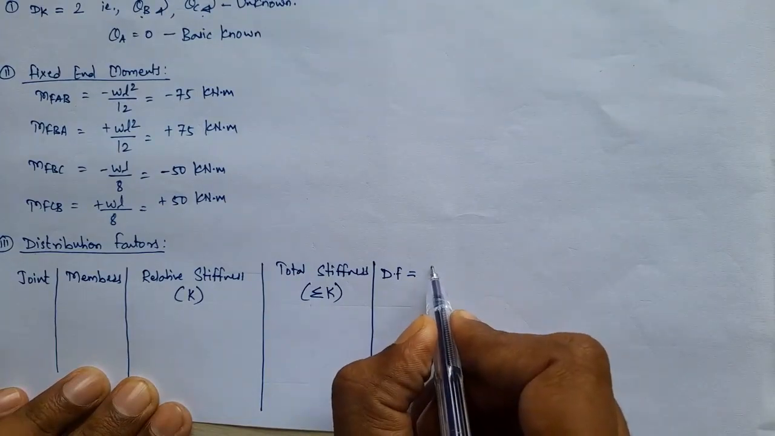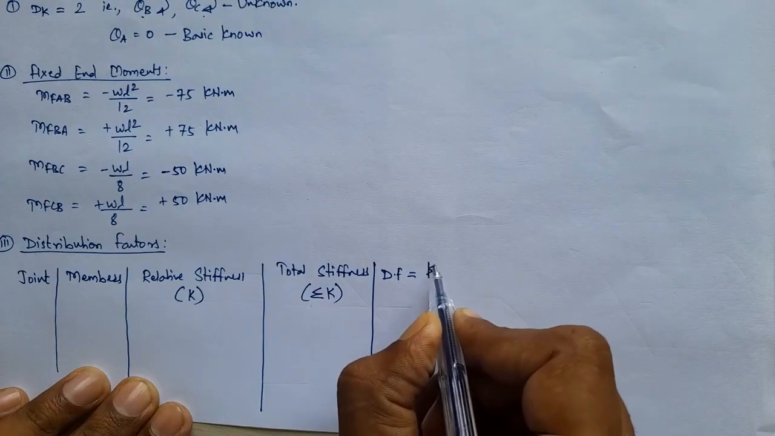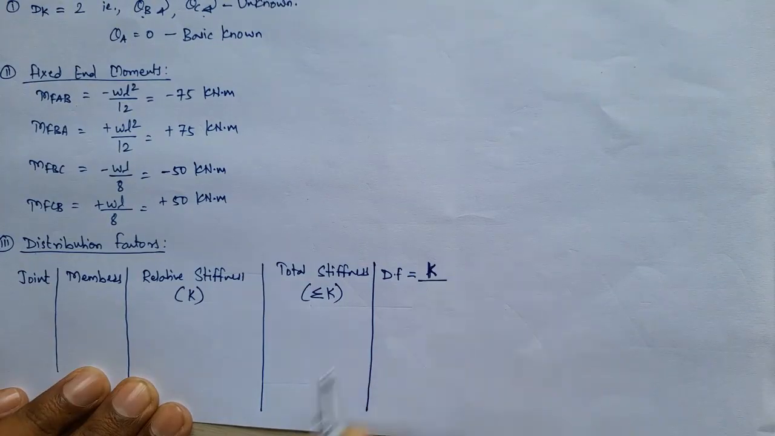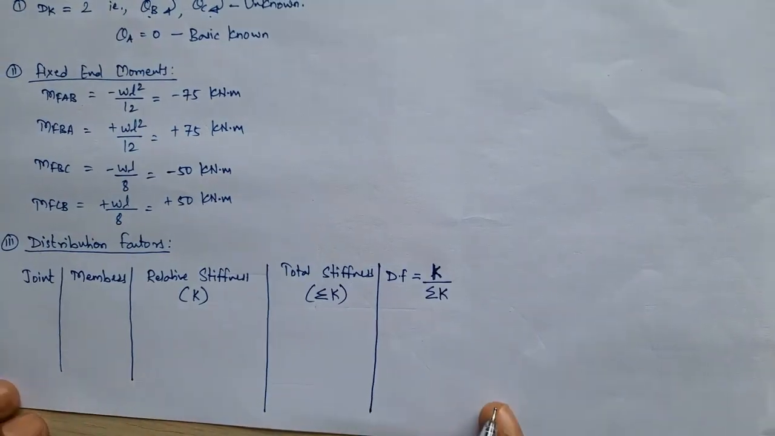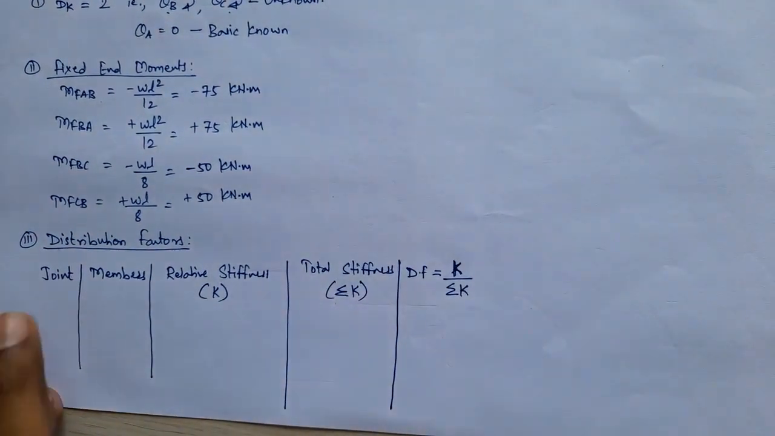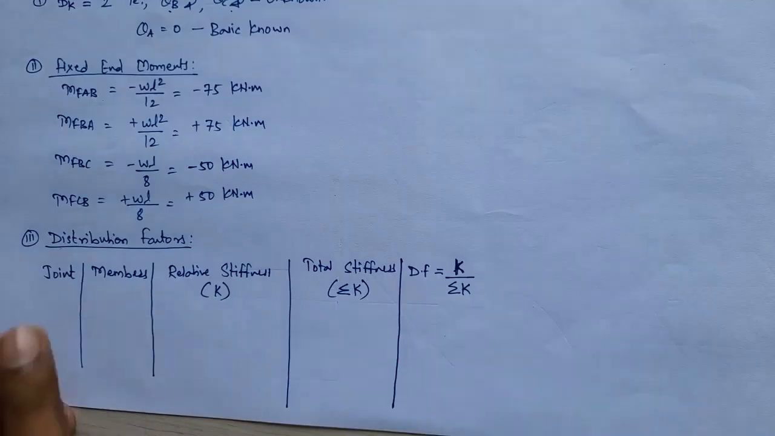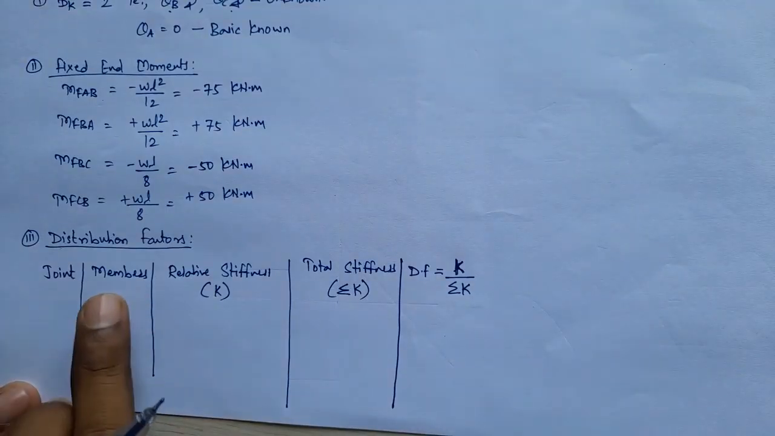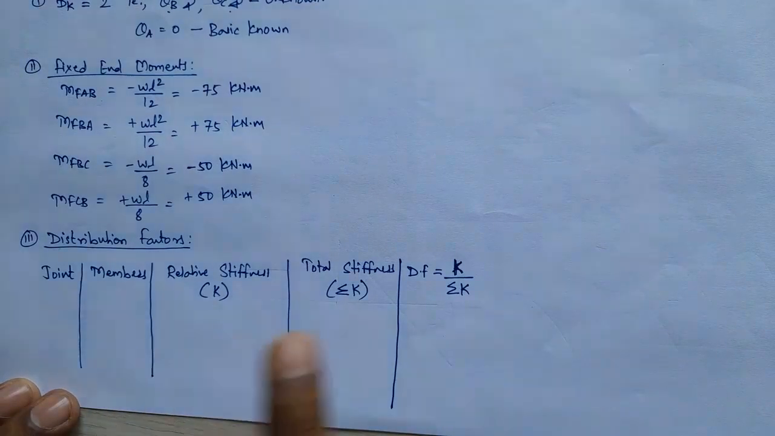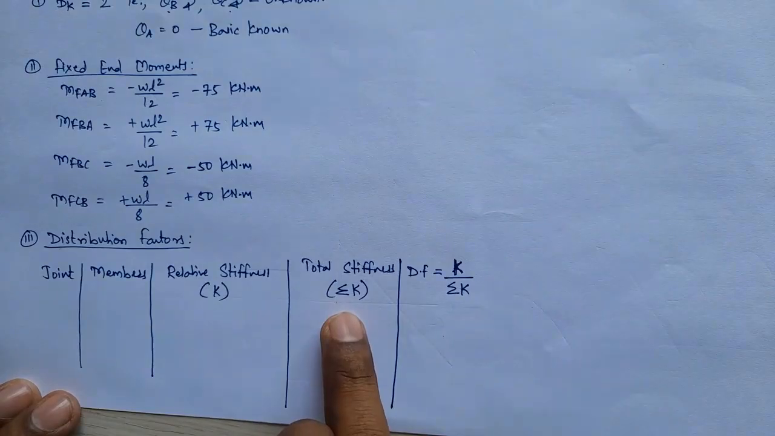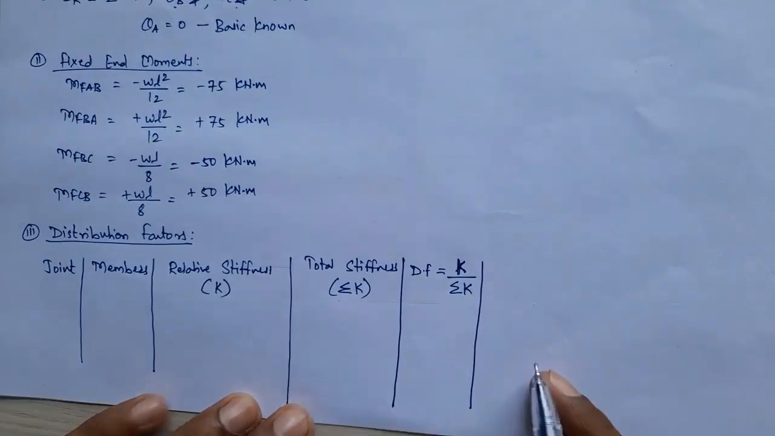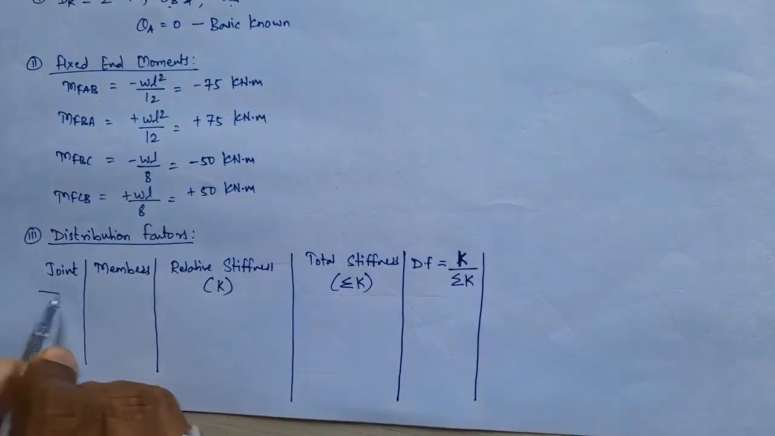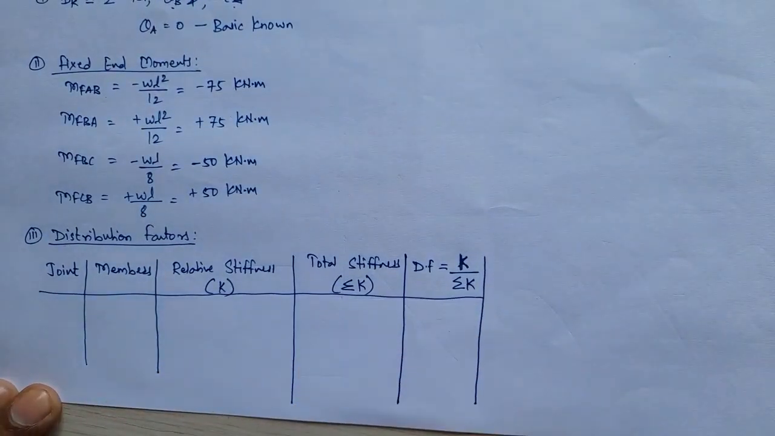It is nothing but relative stiffness of a member, that is K, divided by total stiffness of all the members meeting at that joint. So this will be a complete table. In every numerical you have to follow the same table. That is, first column will be your joints, second is member, third is relative stiffness K, next is total stiffness summation of K, and last is your distribution factor is equal to K divided by summation of K. So this table you have to remember.